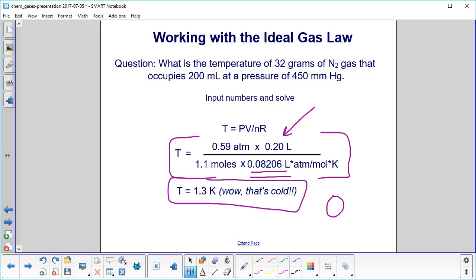The other value of solving for the unknown like this is, once I have it in this format, I can change the numbers however I want and quickly come up with a new temperature. I might say, all right, now you have a volume of 400 milliliters. What's the answer? And I just swap out the 200 and put a 400 in there.